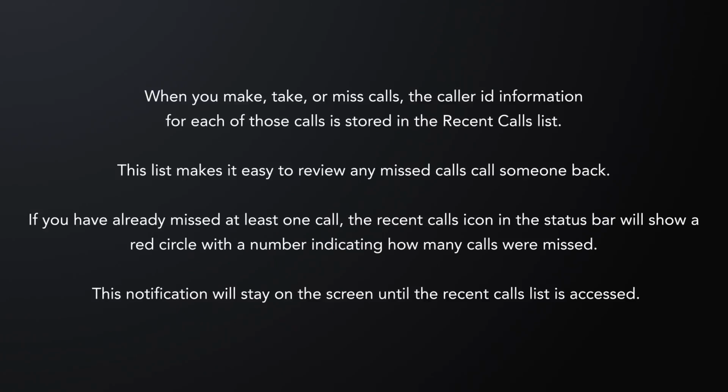If you have already missed at least one phone call, the Recent Calls icon in the status bar will show a red circle with a number, indicating how many calls were missed. This notification will stay on the screen until the Recent Calls list is accessed. To access the Recent Calls list, tap on the Recent Calls icon in the status bar.